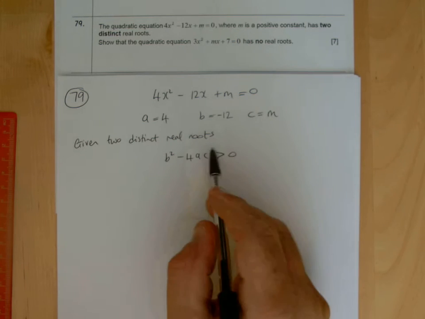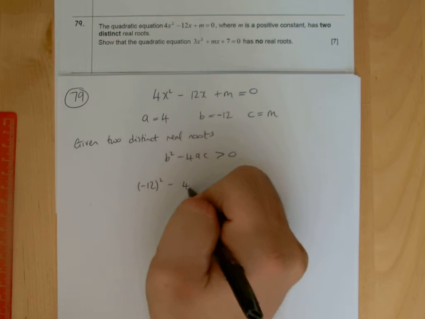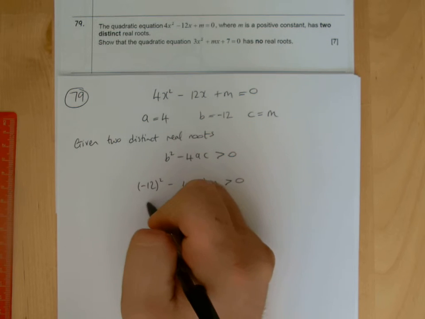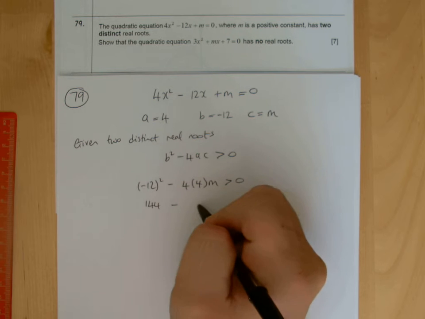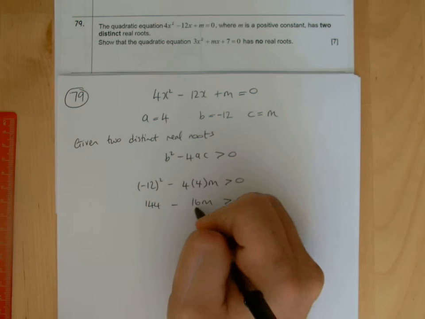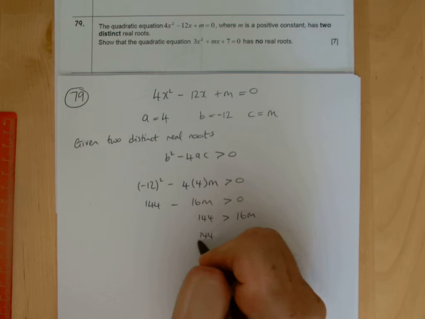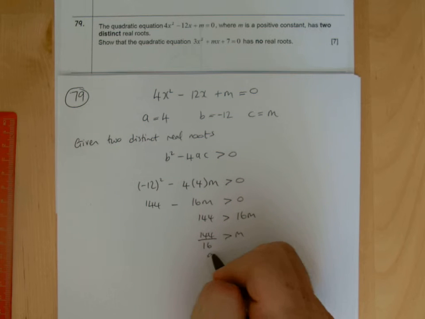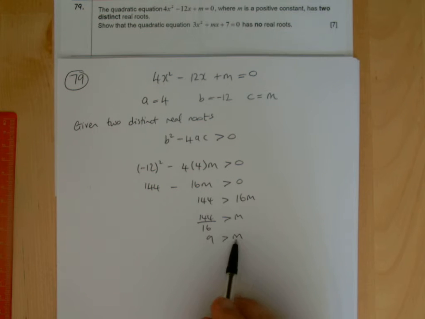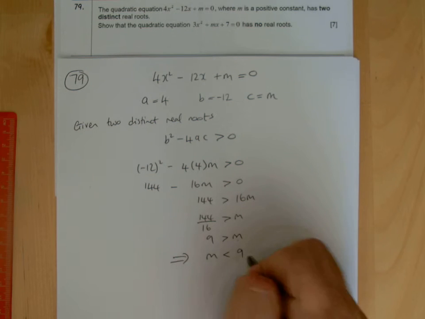So we can sub in now what we know for a, b and c. So minus 12 for b, take away 4 times 4 for a, and c is m, and that's greater than 0. So that becomes 144 minus 16m, which is greater than 0. Maybe take that minus 16m over, so it becomes a plus 16m, and then divide by 16. So then we get 9 here. Okay, so that's kind of back to front, that inequality. If we read it, m is less than 9.